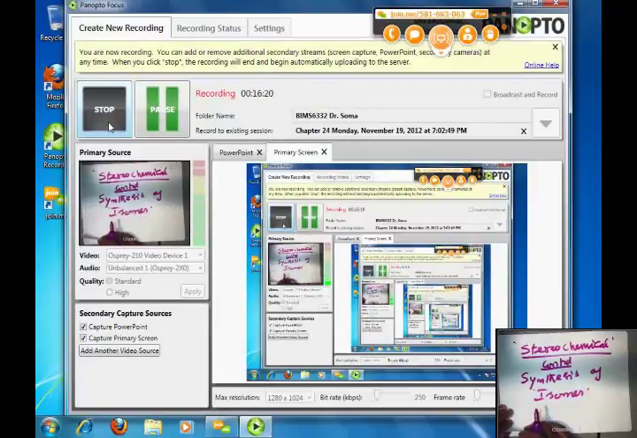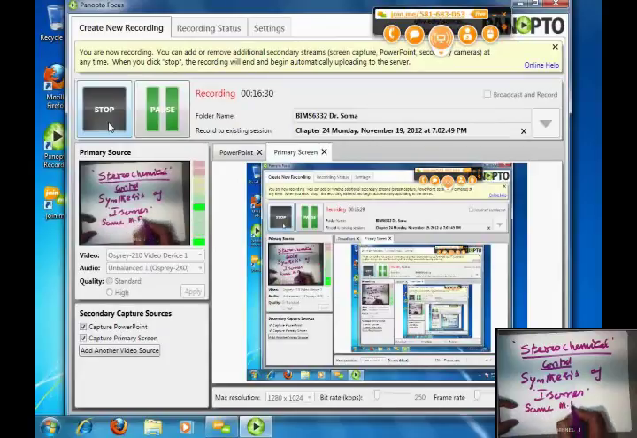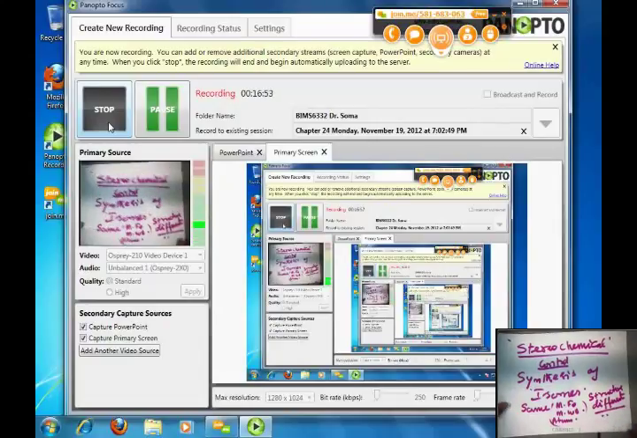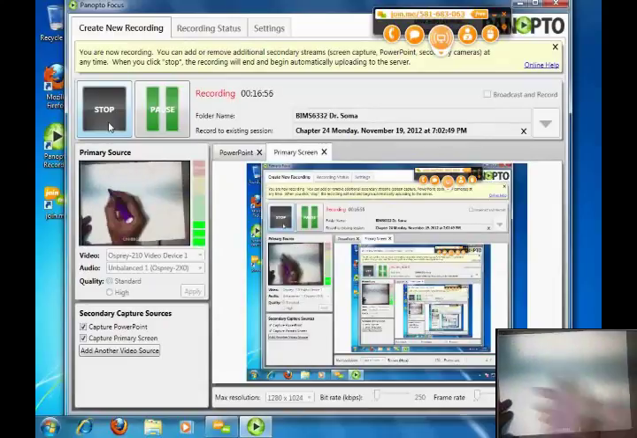What is an isomer? Does anyone know what an isomer is? Isomers have the same molecular formula and the same molecular weight, the same number of atoms of carbon, hydrogen, nitrogen and everything, but structurally they are different.